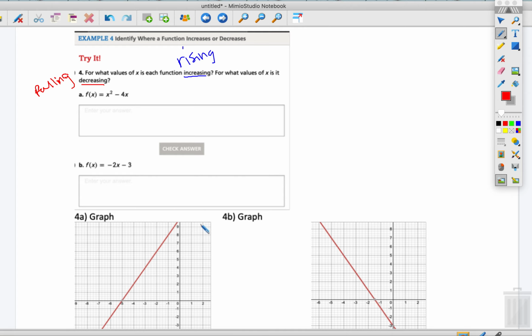Falling. So this first equation, again, is a parabola that opens upward. We see that this is a line. The slope is -2, so we know it's falling. So for 4b, here's the line, it's falling. Oh, parabola up here, so I need to fix this. This is a line. I typed it in Desmos incorrectly.